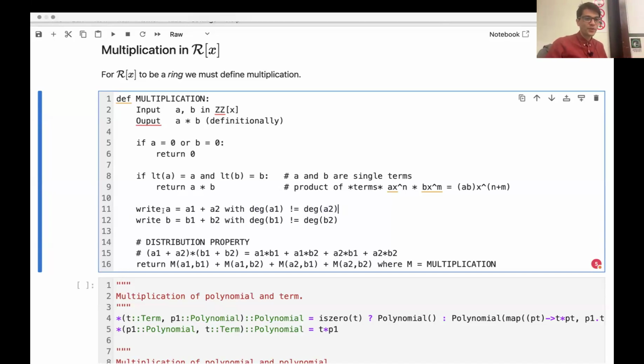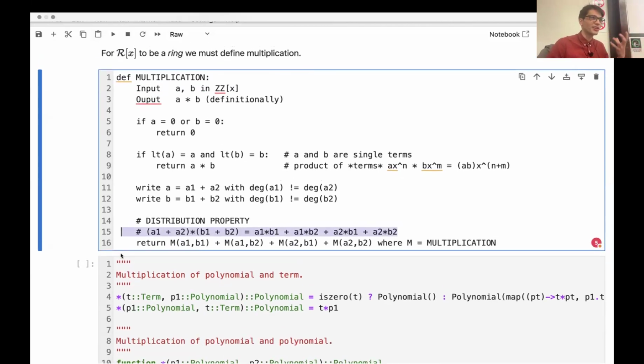I'm saying take a and write it as a1 plus a2, where a1 and a2 can't have the same degree. That's actually a weaker restriction. You just can't take the leading term of these two things and pull them apart. Okay, so take a, it's written sensibly, and then break it apart in any way that you want, and do the same thing with b. And then all we do is we use the distribution property. We exploit it here. I'm saying, okay, so I want to multiply a times b, which is the same thing as multiplying a1 plus a2 times b1 plus b2, which, if I distribute this, is equal to a1 times b1 plus a1 times b2 plus a2 times b1 plus a2 times b2.